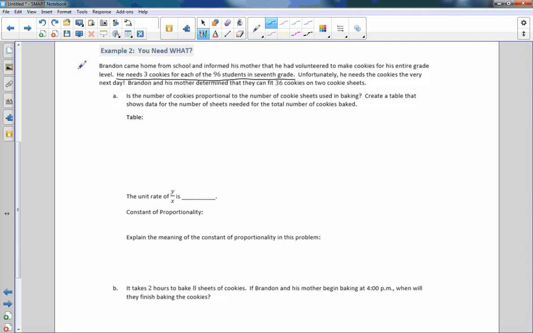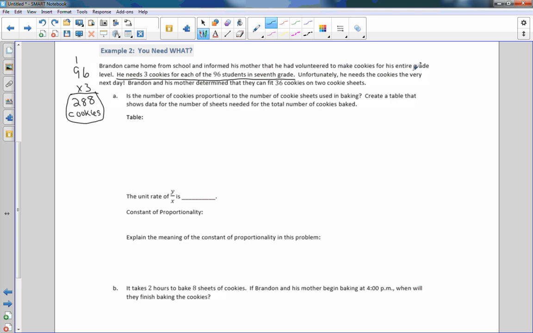So I'm going to stop right there. There are 96 students in 7th grade. Each child is going to get 3 cookies. 6 times 3 is 18. 9 times 3 is 27, plus that 1 is 28. He needs 288 cookies. That's a lot of cookies. Okay, so that's the first thing we needed to do. 3 cookies per person. How many cookies do you need total?